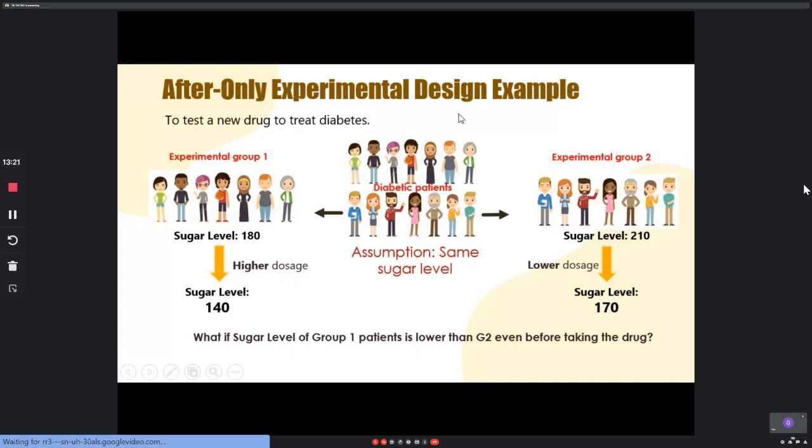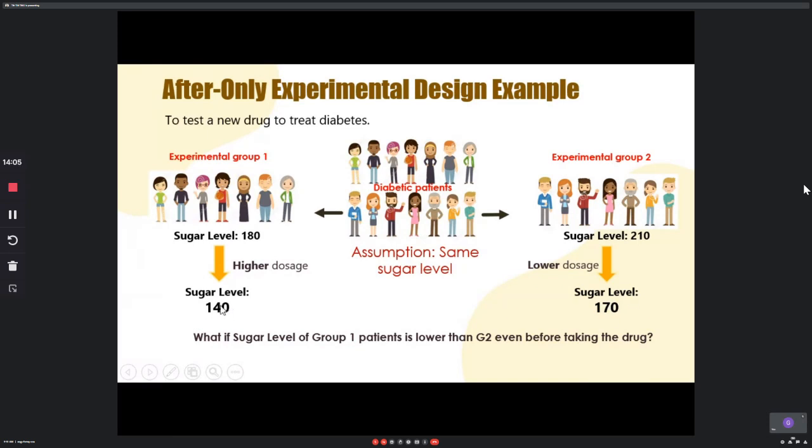The so-called after-only experimental design means that we do not actually test them before they carry out the experiment. We do not do any testing before we start the experiment. We only measure the sugar level after they take the dosage. So what if the sugar level of group 1 patients is lower than group 2, even before taking the drug? For example, their sugar level is 180 and the other is 210. If this is originally lower than 210 already, then this one will definitely be relatively lower.